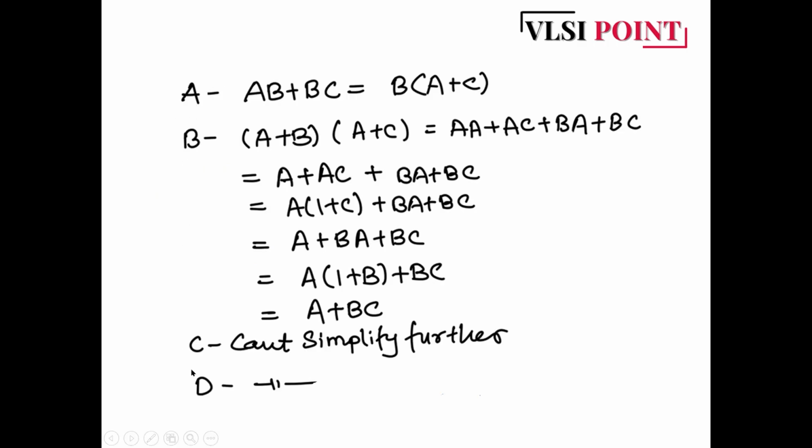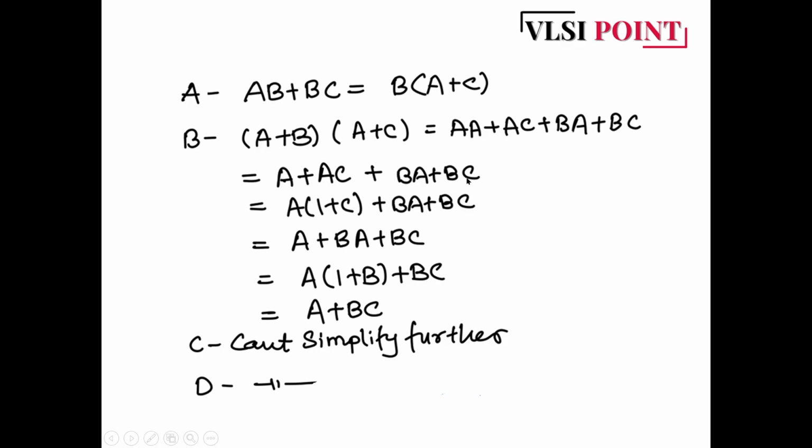What is A? A is nothing but AB + BC. Here you can directly simplify by taking B as common. If you take B common, you will get the equation B(A + C). Let's go to the second option. The second option is (A + B)(A + C). Multiplying this out, you will get AA + AC + BA + BC. Then you just take A + AC + BA + BC.